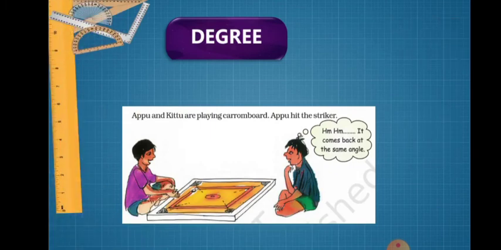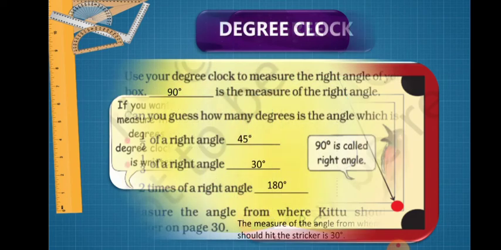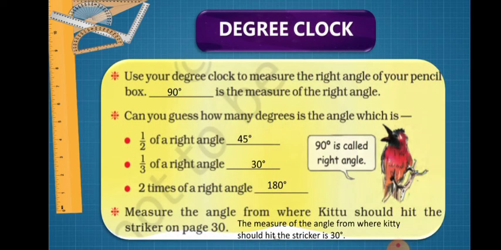Degree. Appu and Kittu are playing carom board. Appu hit the striker. It comes back at the same angle. If you want, you can measure the angle in degrees using a degree clock. Degree is written like this. Use your degree clock to measure the right angle of your pencil box. Dash is the measure of the right angle. Yes, 90 degrees is the measure of the right angle.